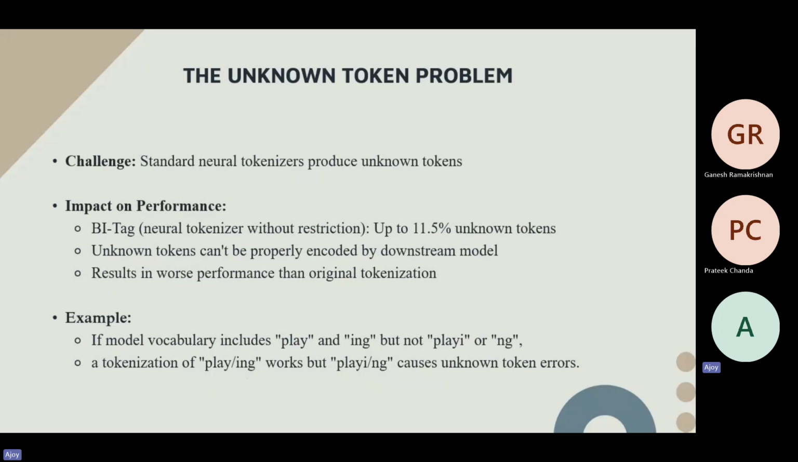So before moving on, there is a problem in this because this new tokenizer can generate unknown tokens which are not in the vocabulary of the existing model. In that case, it might throw an unknown token error. In the paper they showed that with the byte pair encoding tokenizer, it showed up to 11.5% of unknown tokens. They wanted to solve this problem by restricting the vocabulary generated by this new tokenizer.